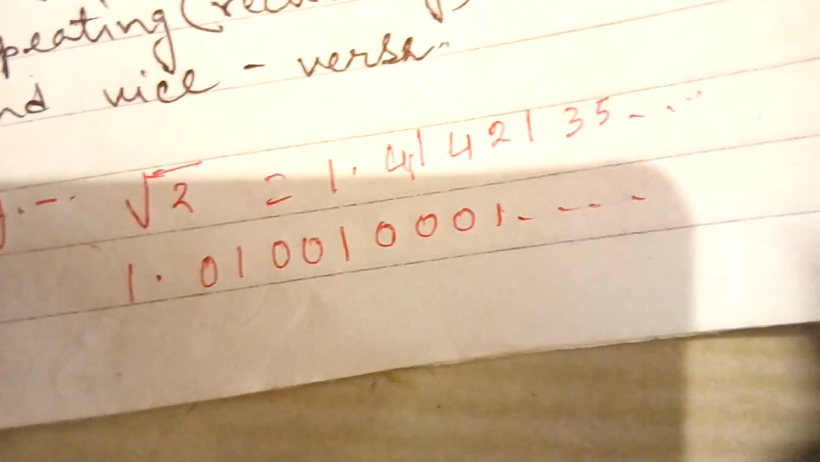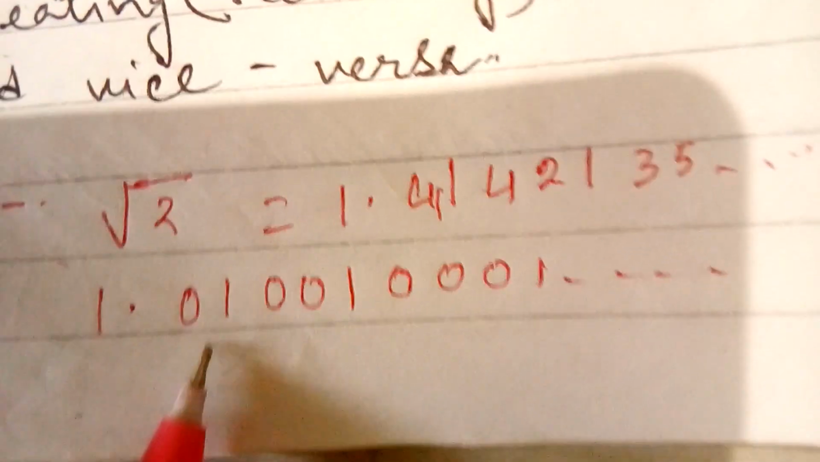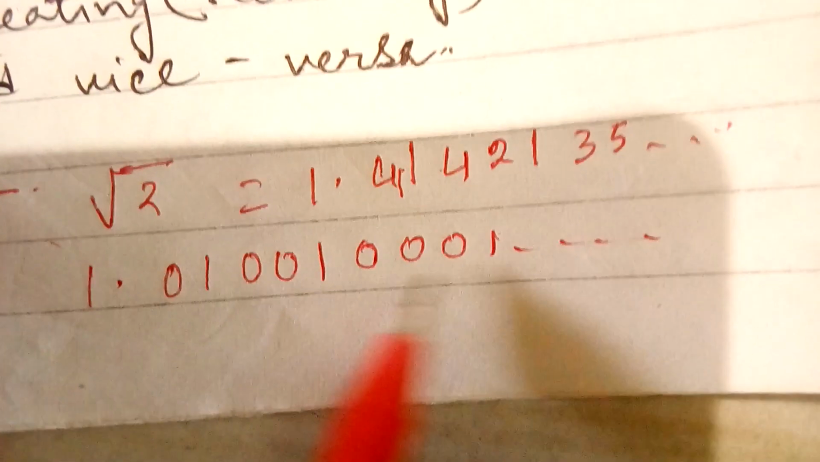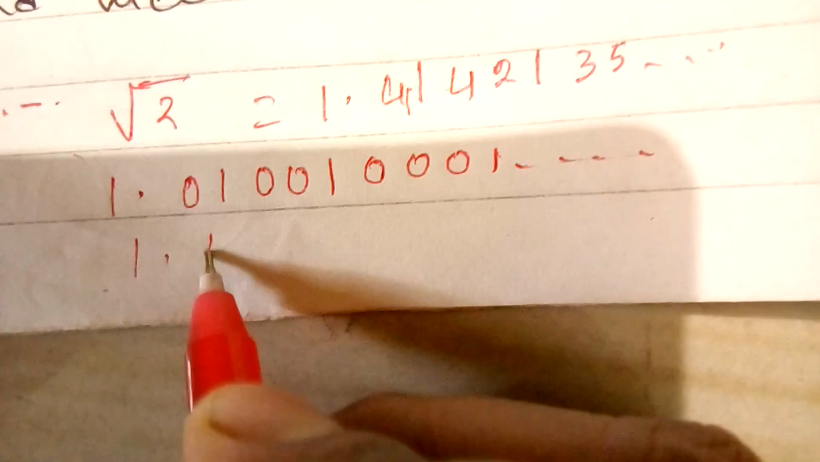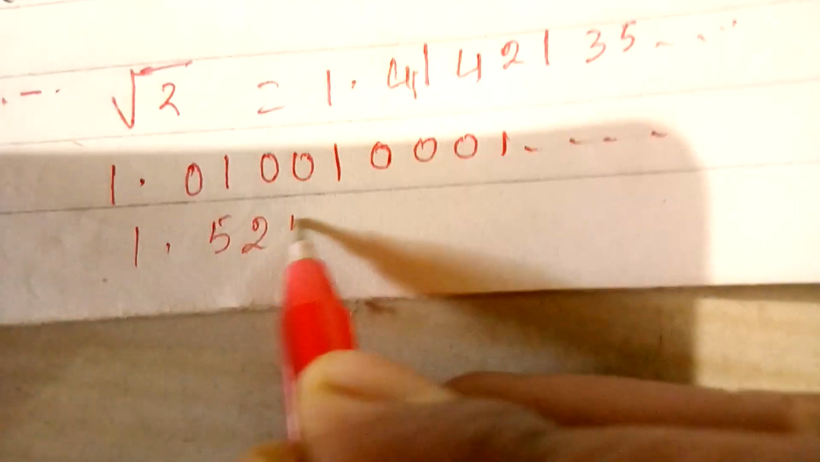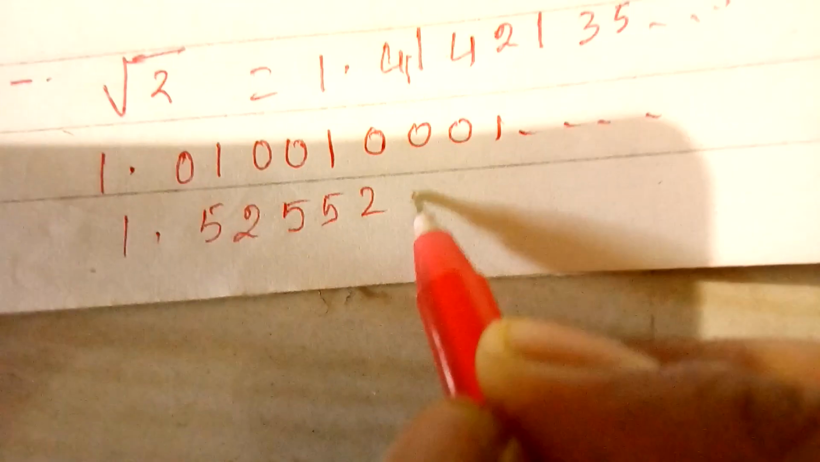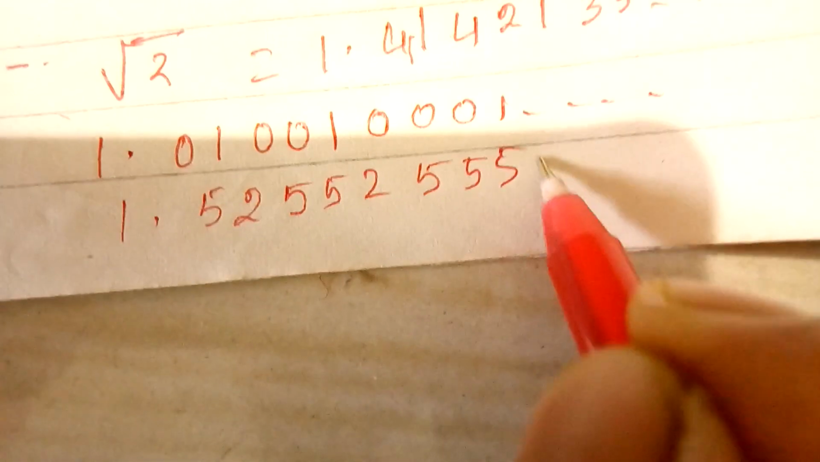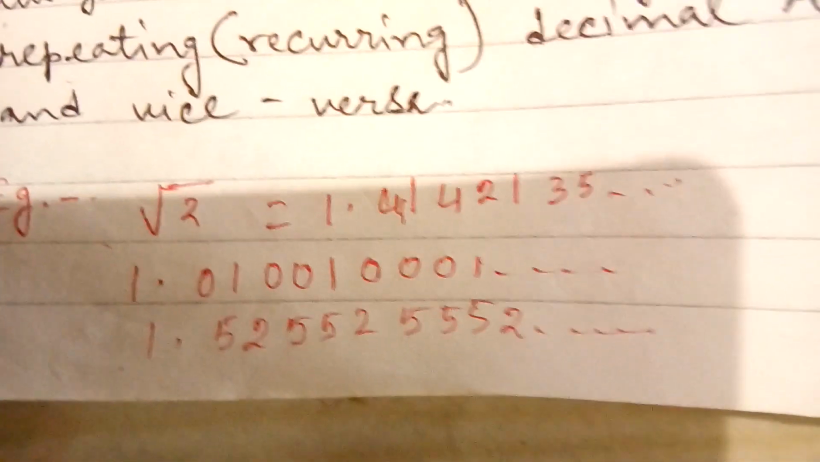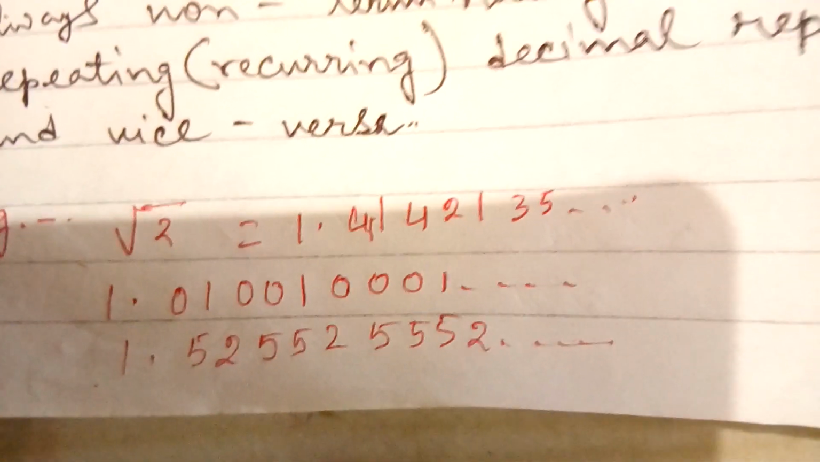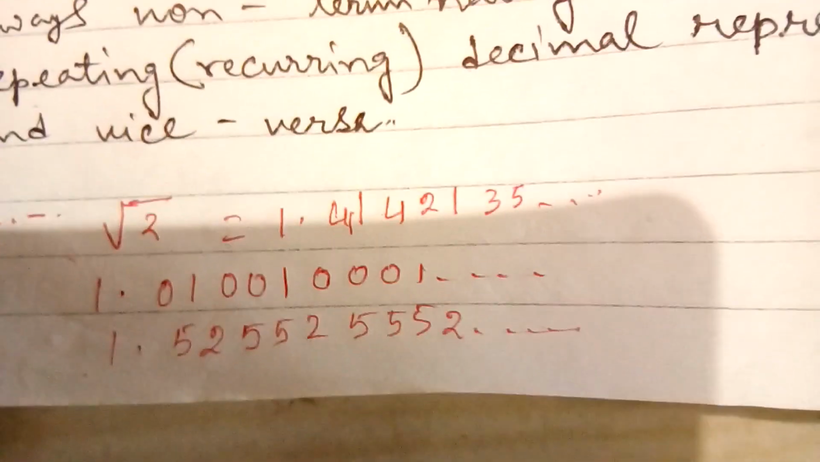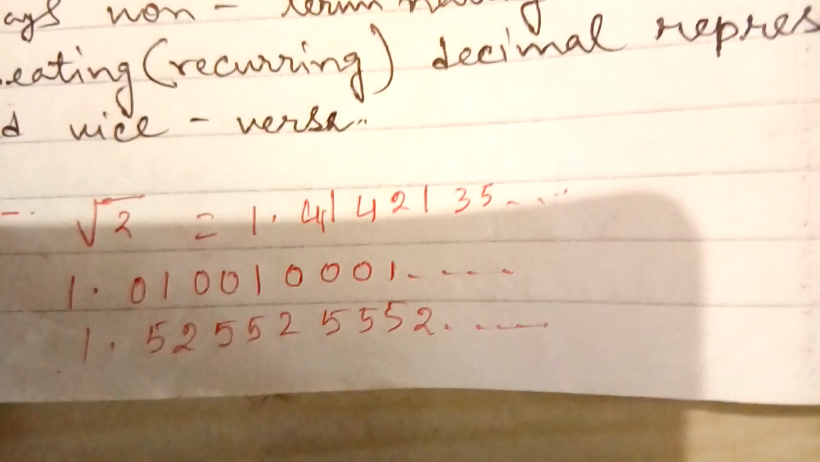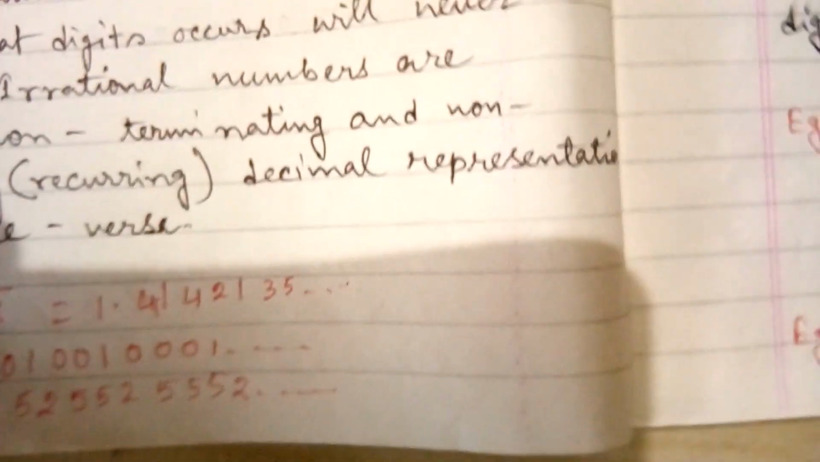Similarly, I can give you one example, 1.010010001 and so on. This is also non-terminating, and also a non-recurring decimal representation. That means a block of digits never repeats. Similarly, 1.52, 552, 5552. Please clarify these things. Keep it in your mind, because in future these things are very important for finding an irrational number between two rational numbers, or between two irrational numbers. So this decimal representation is very important for you.